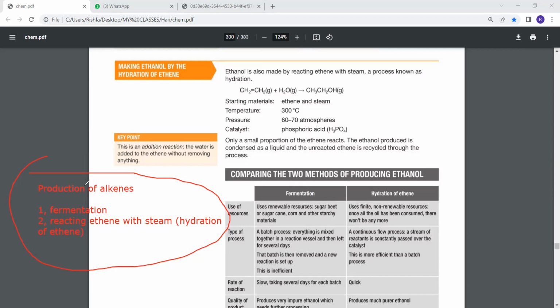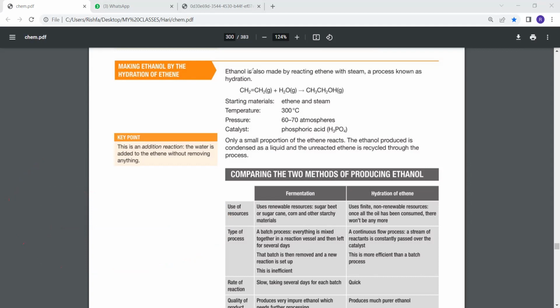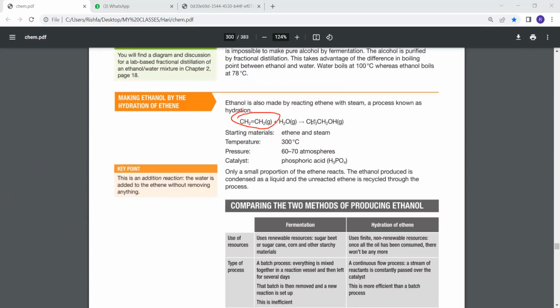Okay, now we'll go with the familiar one first. Put the subtopic hydration of ethene. So again, it's the same thing. There will be an alkene, but it's ethene, so two carbons, with steam.